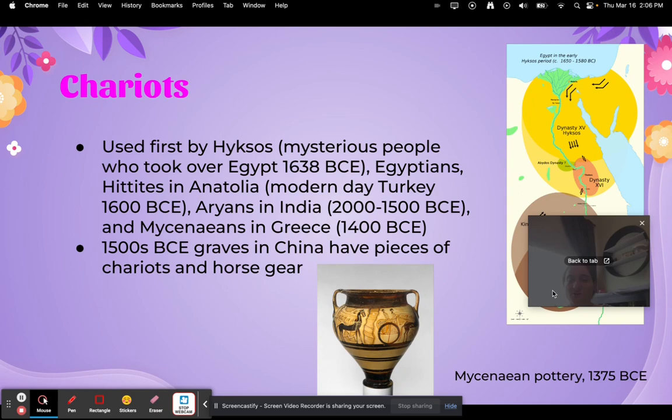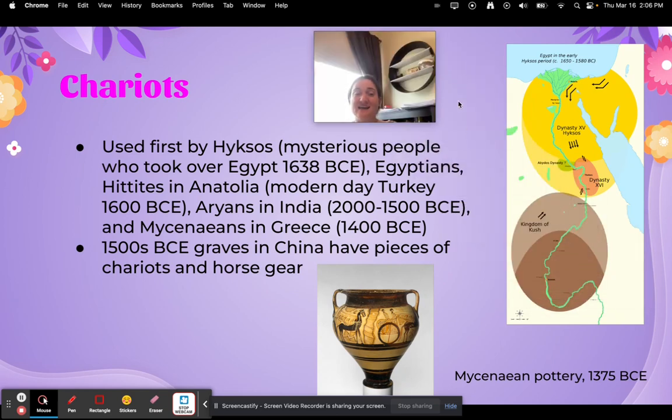All right. So it was first used by the Hyksos. And if you've never heard of the Hyksos before, they're a really interesting thing to study. They were a mysterious people, and no one knows where they came from or anything about them because they didn't have a written language and they left very little evidence behind. They actually invaded and took over Egypt in 1638 BCE.